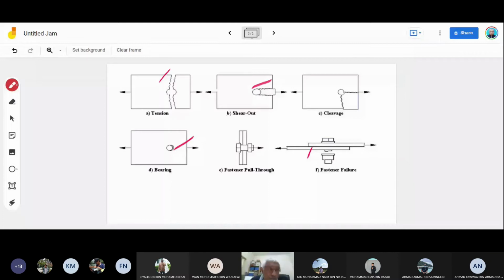Any questions so far? If not, okay, then let's look at tension first.